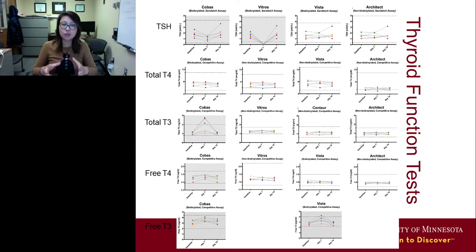First, we included 5 thyroid function tests that have been shown in the literature to be most likely affected by biotin interference. In this case, we included 4 different diagnostic systems: Cobas, Vitros, Vista, and Abbott. The result here shows that for TSH, on Cobas and Vitros, when people take biotin, their TSH level will drop significantly. Particularly in the Vitros case, the TSH level was significantly decreased.